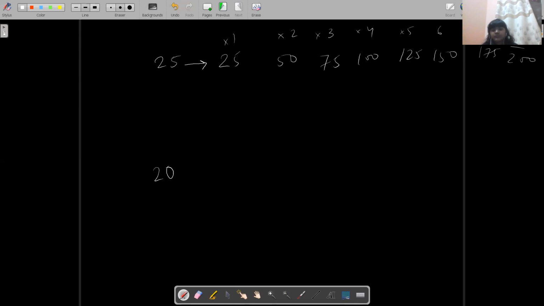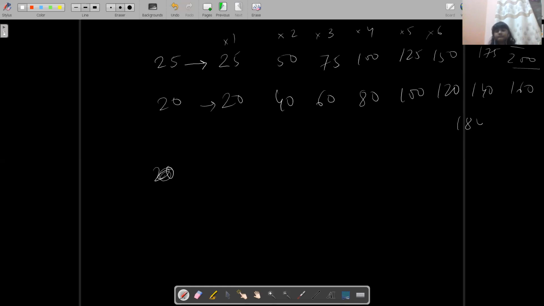Up to this, it's fine. Now again, if I multiply 20 by 1, it is 20, then 40, 60, 80, 100, 120, 140, 160. Again we can take 200, so I'll go with 200. So 20 into 9 is 180, 20 into 10 is 200. Okay? So now these are the numbers.